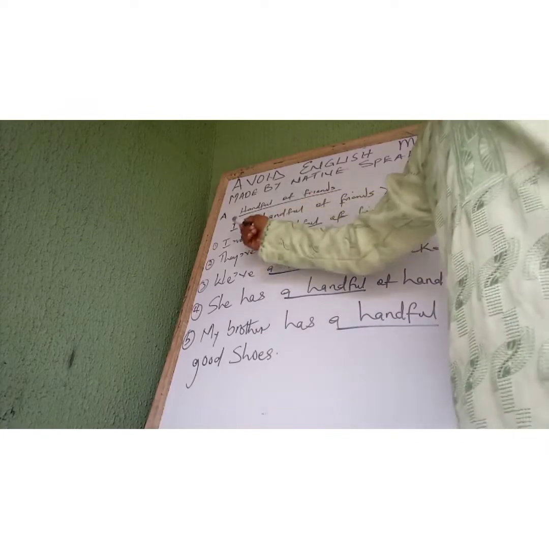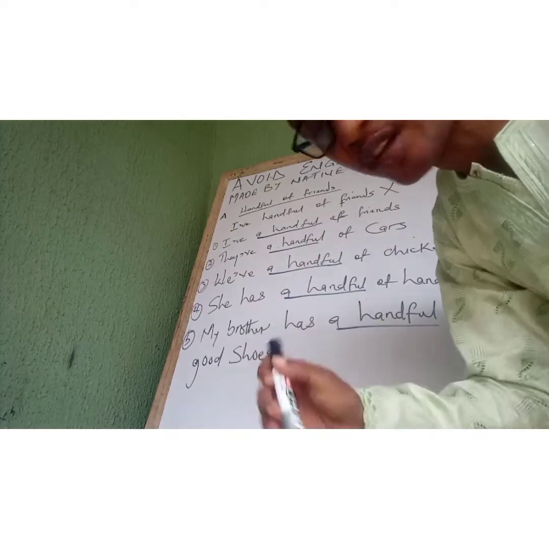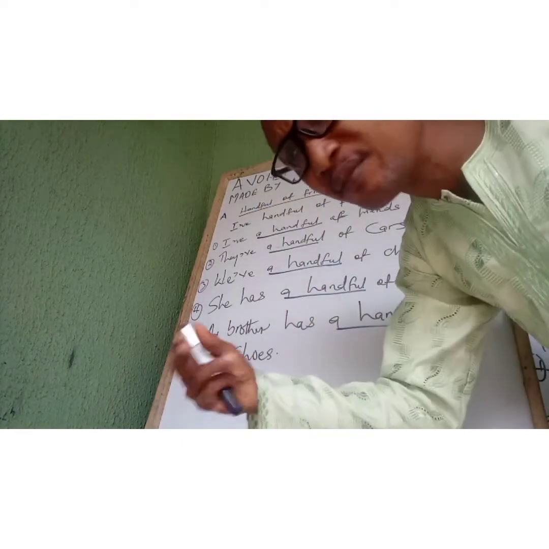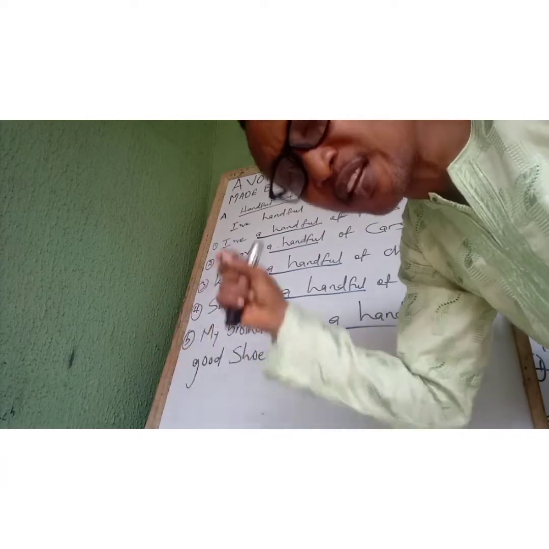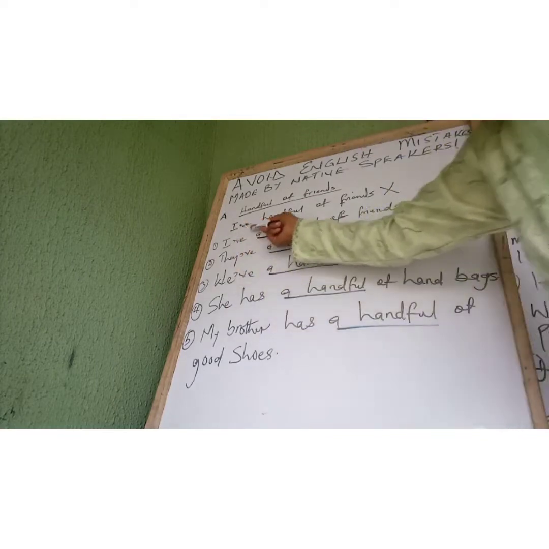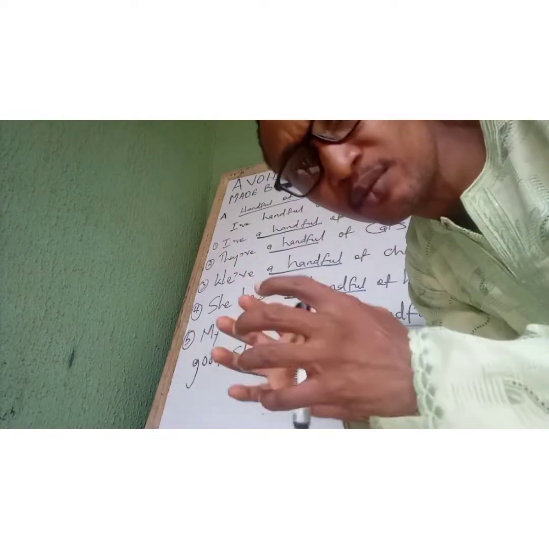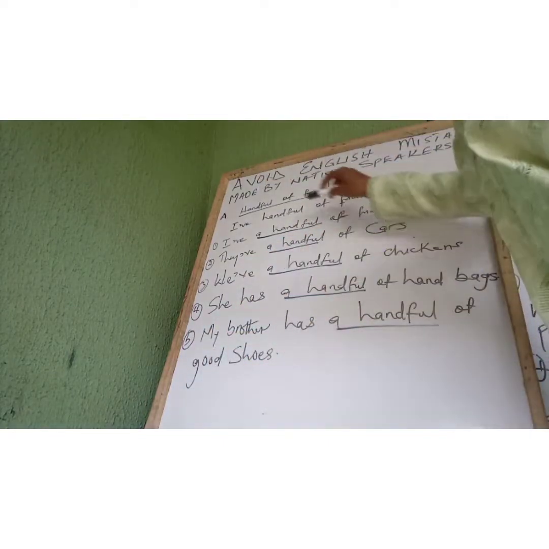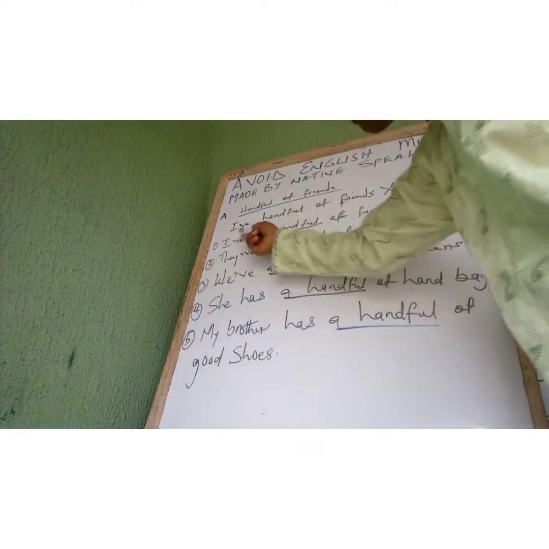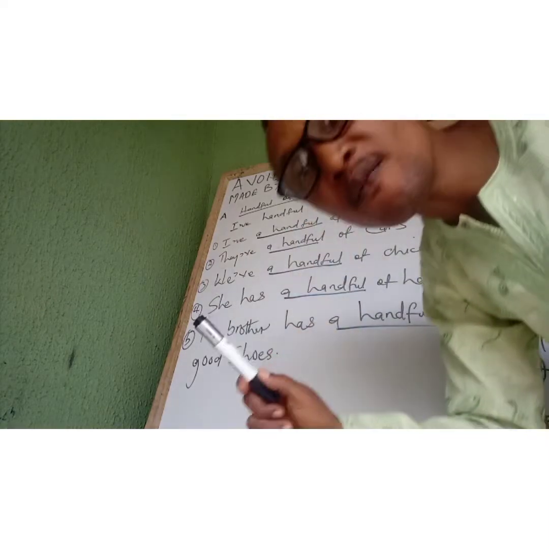The first one is a handful of friends. Handful of friends is wrong. Let me use it in a sentence. I've listened to native English speakers and I discovered that they make this mistake. Some of them will say, I have handful of friends. I have handful of friends is grammatically wrong. There should be the letter A. The correct way of saying it is, I have a handful of friends.